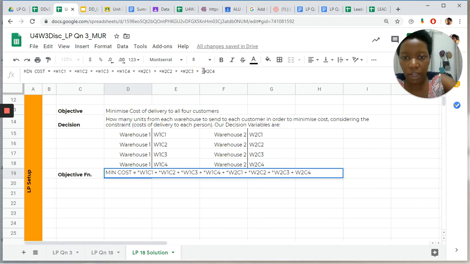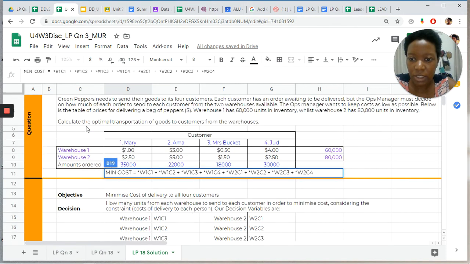Okay, now I need to find the costs that go in place of these stars, because remember I'm trying to minimize cost. So I'm going to replace all of my stars now. And I'm just going to scroll up so I can see those costs. So remember this is customer 1, customer 2, customer 3, customer 4. My cost to get from warehouse 1 to customer 1 is $1. So I'm going to replace my first star with a 1.